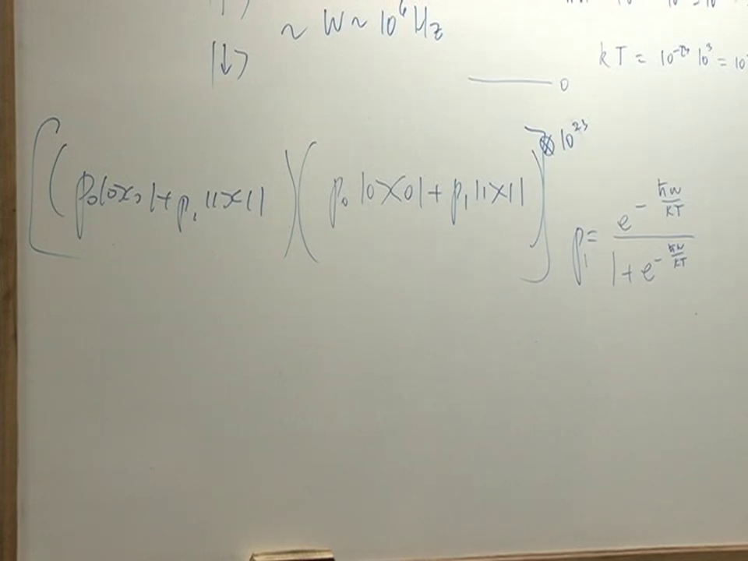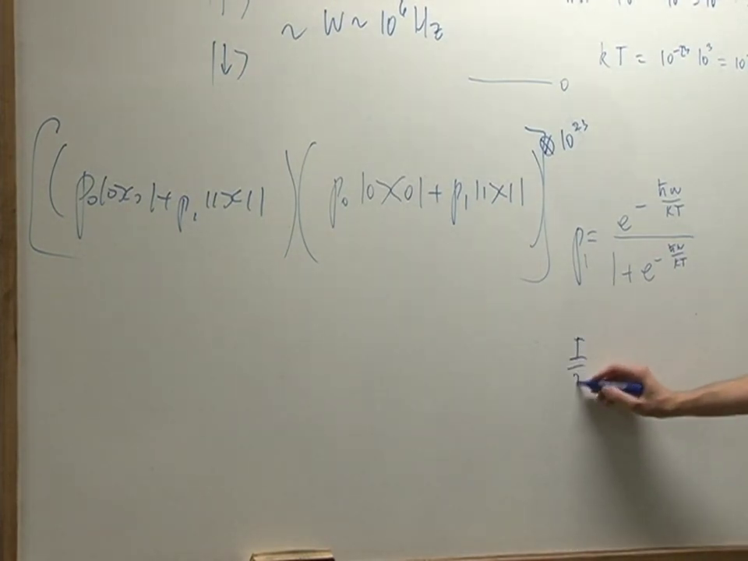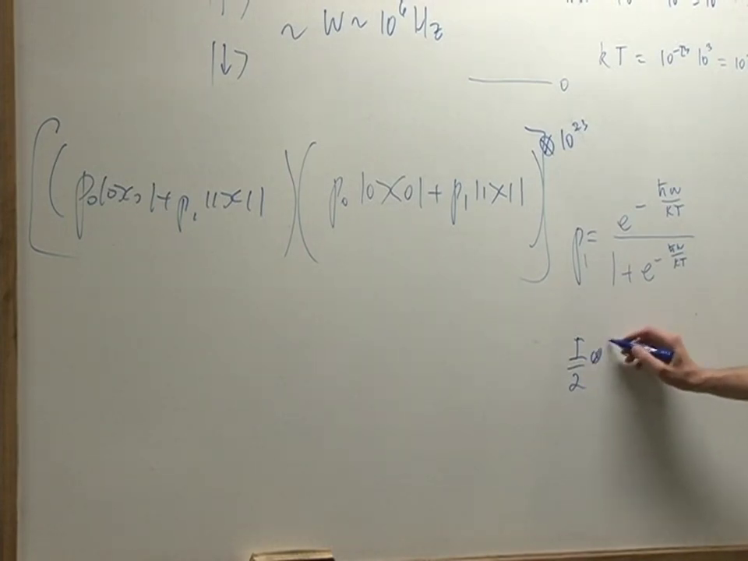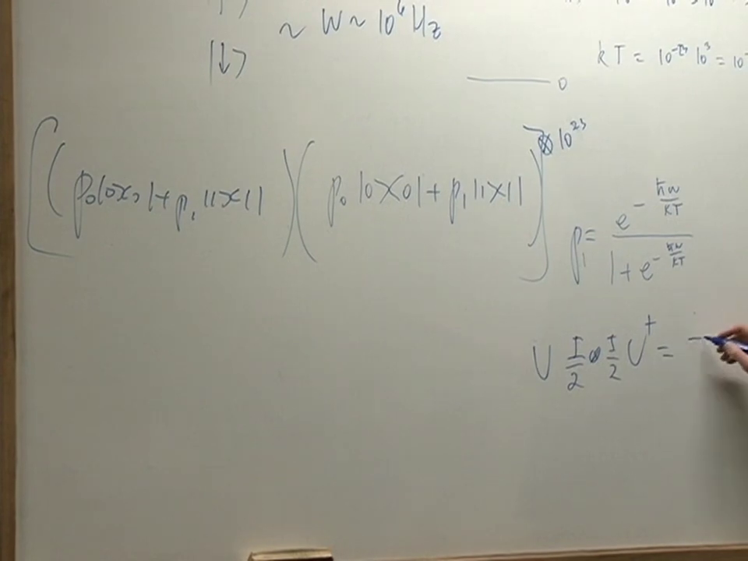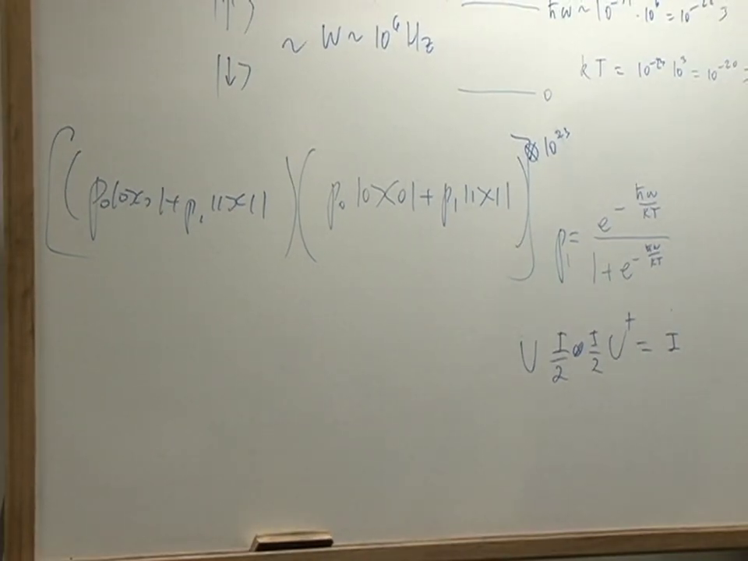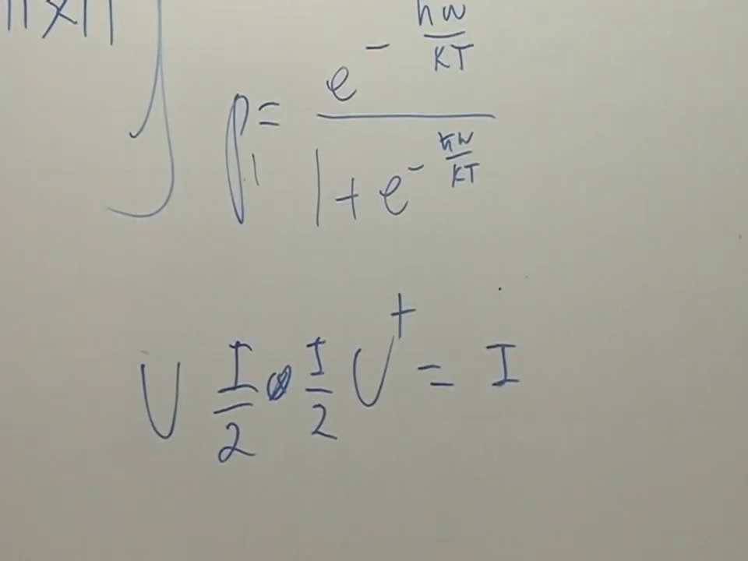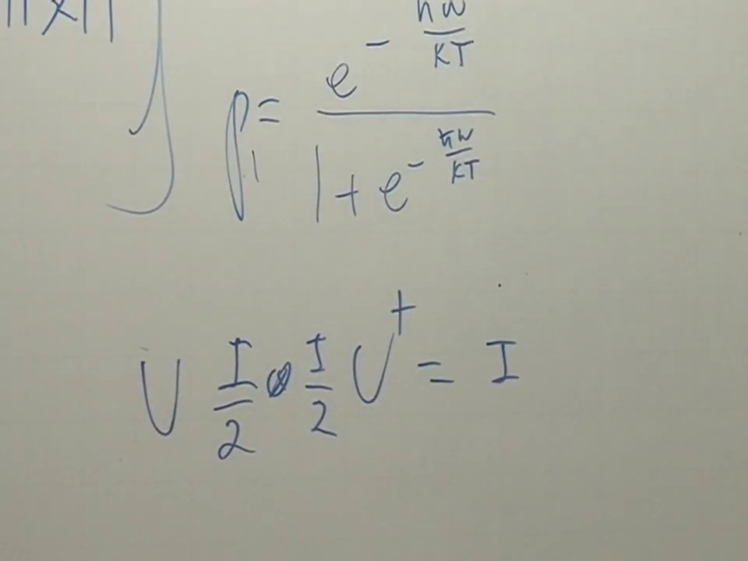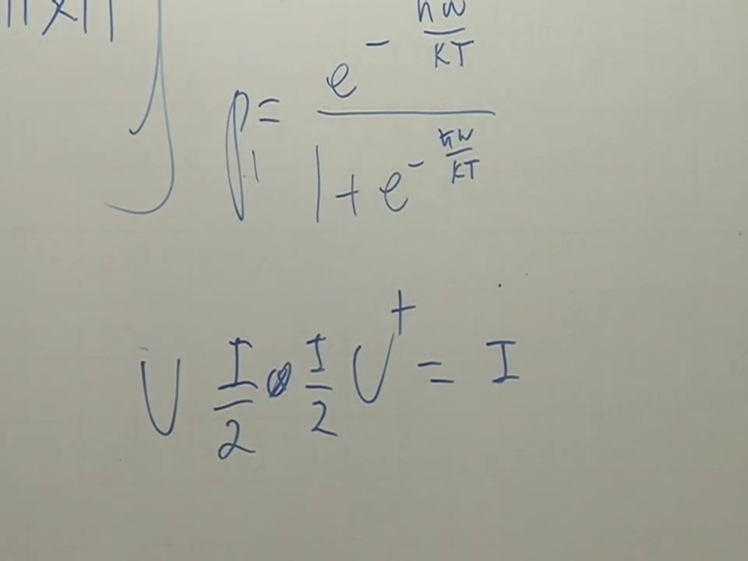And imagine that they were really maximally mixed at really high temperature. Then basically what I would have is identity over 2 for one spin times identity over 2 for the other spin. And if I did any unitary computation on this, I would always get identity out. I would always get no signal out of my NMR sample when I try to extract any measurement. So it's not good to be very close to identity. And in fact, it's even worse than that.